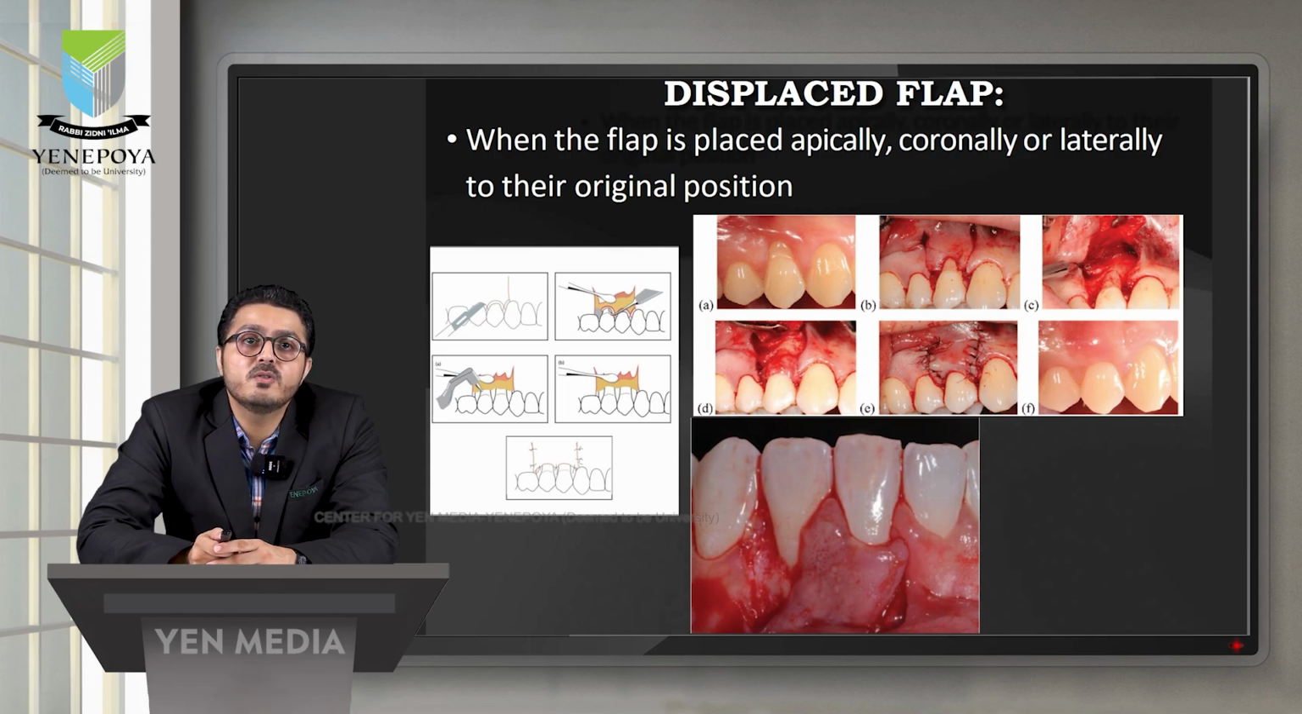it is called the displaced flap. So, following are some of the diagrams, one of which is an apically displaced flap, where the procedure is performed, the instrumentation is done, and the flap is sutured apical to its original position. The second image shows surgical photos where we see a flap which, following the surgical procedure, has been sutured coronally to its original position. So we have a coronally displaced flap.